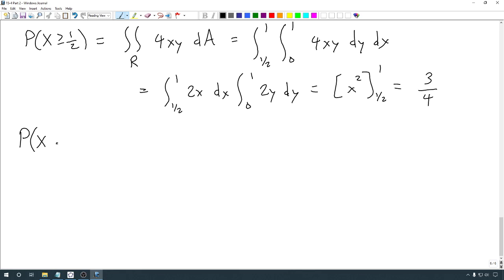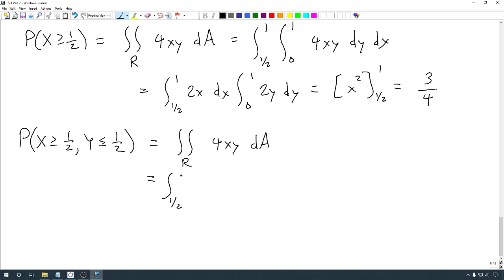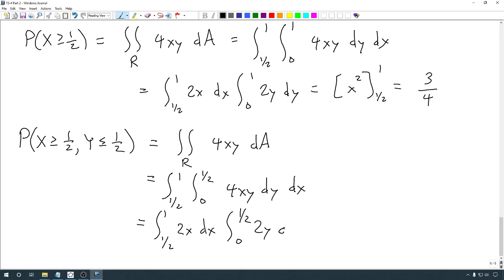Our other probability, the probability that x is greater than or equal to 1/2, and y is also less than or equal to 1/2, again, is just a double integral. This time, our x values are still from 1/2 to 1, but our y values are from 0 to 1/2. We can still split this up like we did in this last one. So the integral from 1/2 to 1 of 2x dx, and the integral from 0 to 1/2 of 2y dy.